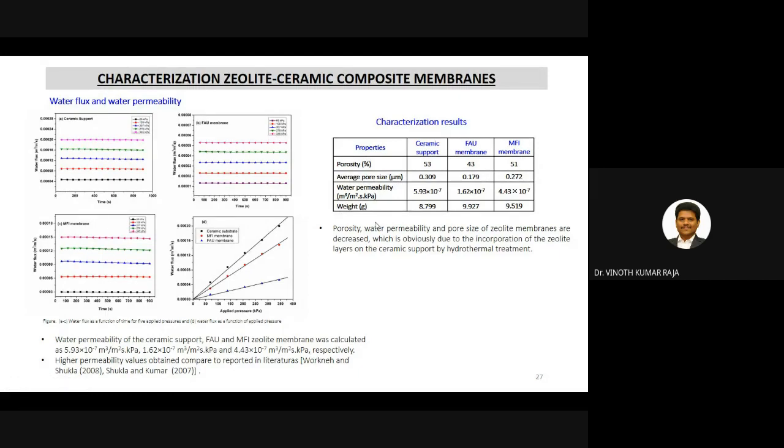And if you look at the weight, it is increased. These values are decreased, and the weight is increased. For example, it is 8.7 gram to 9.9 gram for the FAU membrane, and 8.7 gram to 9.95 gram for the MFI membrane. So the weight is increased. This is also obviously due to the incorporation of the zeolite layer on the membrane surface.